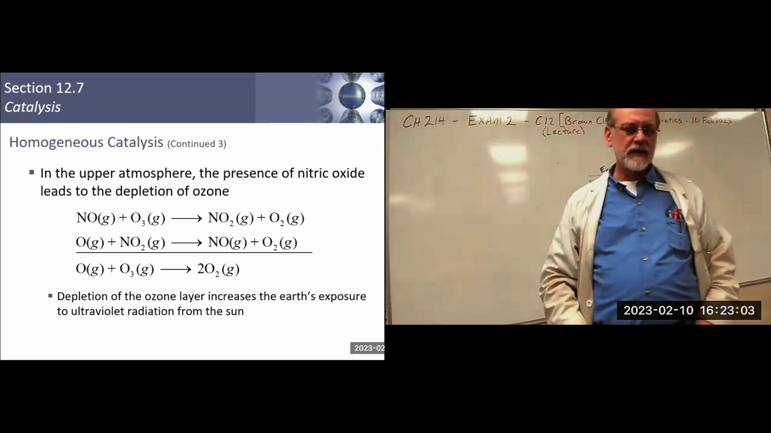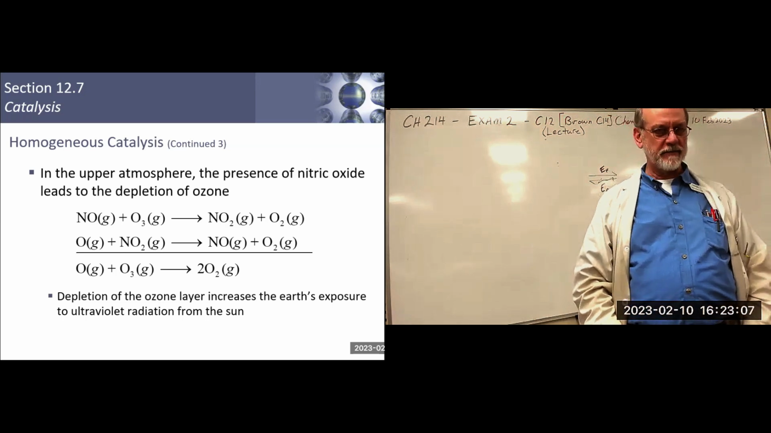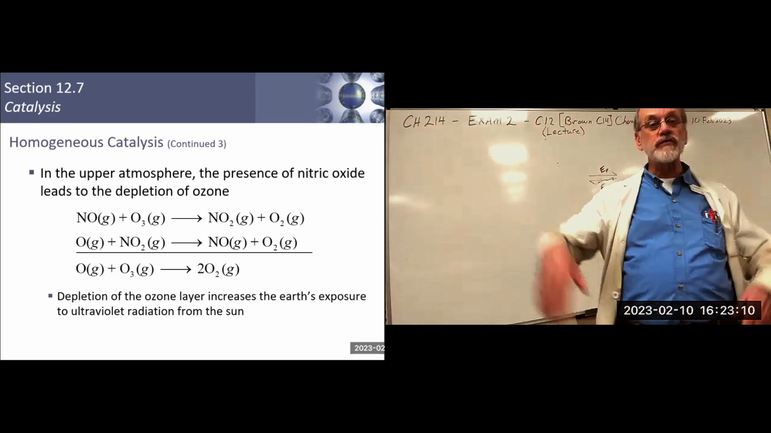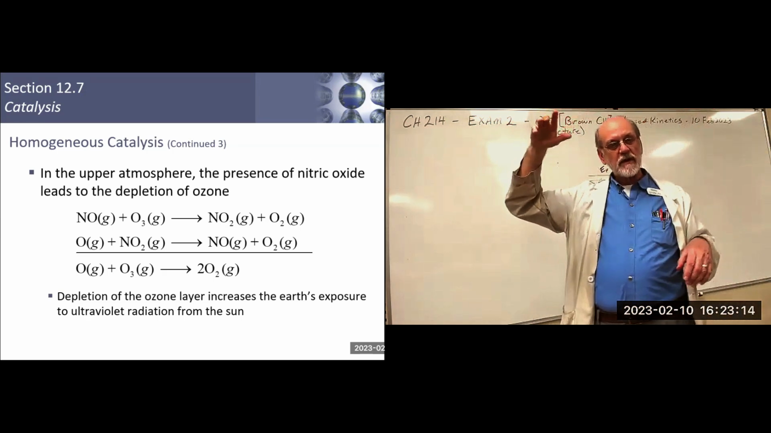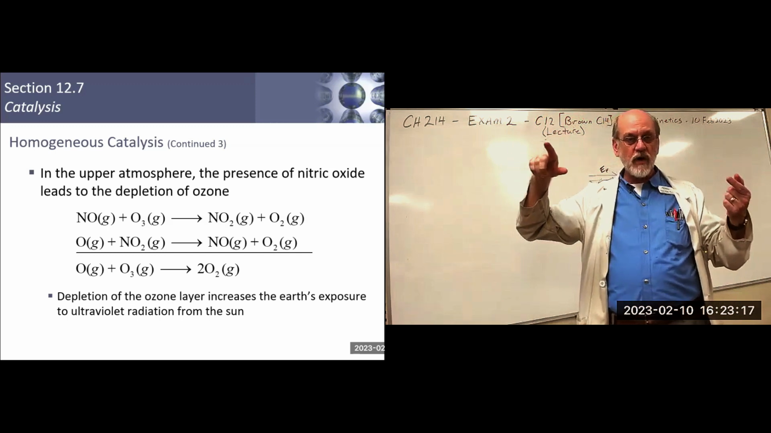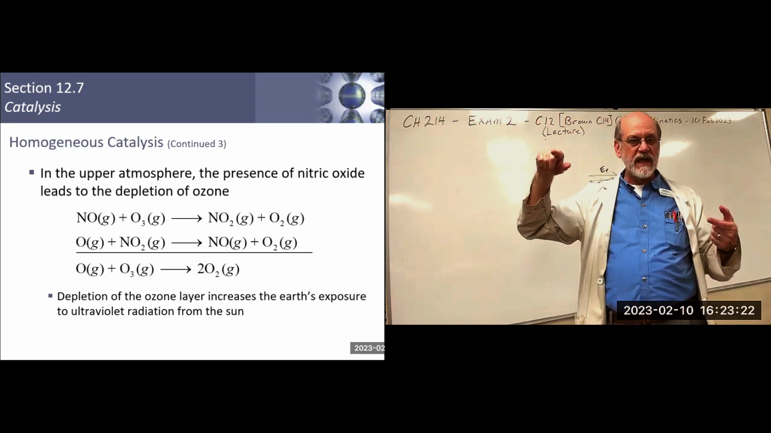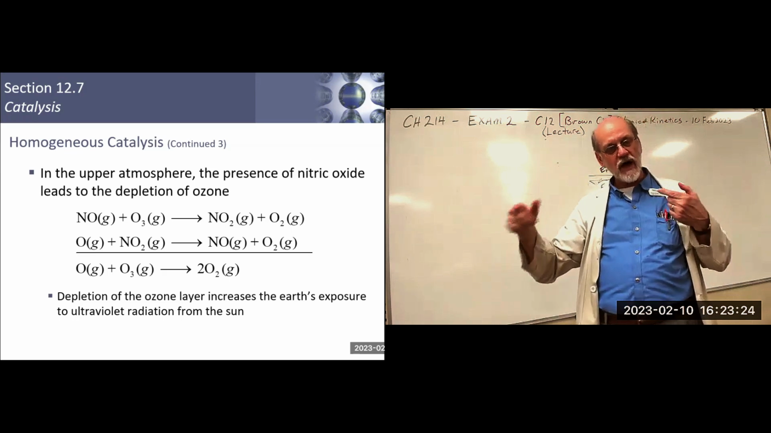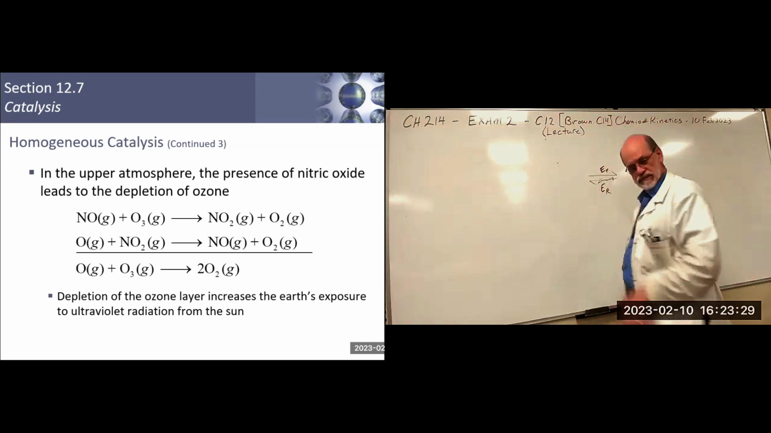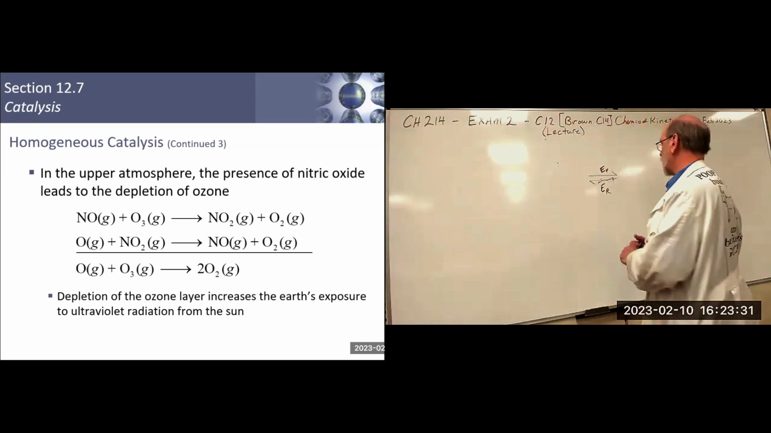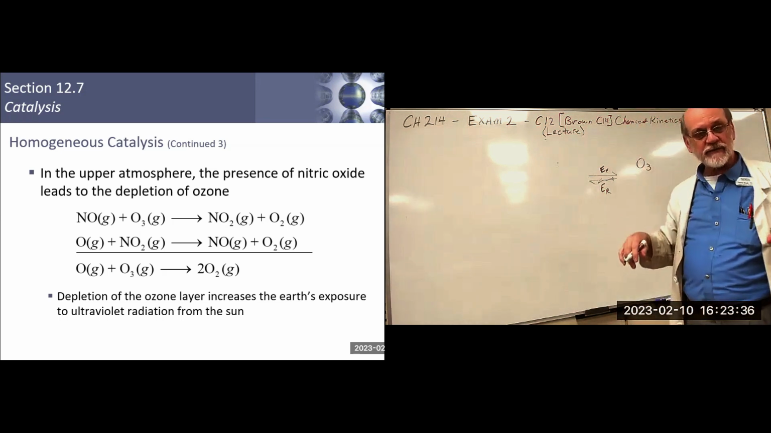Another interesting form of catalyst action is in the upper atmosphere, where we have ozone, right? What happens is in the upper layers of the atmosphere, oxygen molecules are exposed to ultraviolet radiation from the sun, and it causes a reaction of oxygen to form ozone. So that forms in the upper atmosphere.